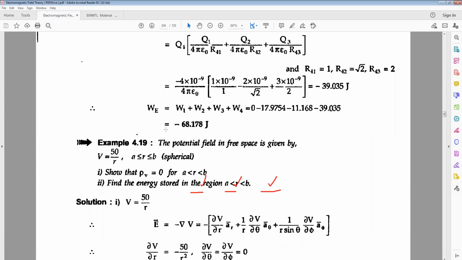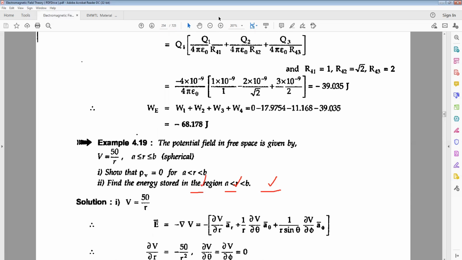Got it, my students? So add all the terms to get the W. W1 is 0, W2, W3, and W4. W2 will get minus 17.9, W3 will get minus 11.1, and W4 will get minus 39.035. Total is the work done. W is equal to minus 68.178 joules.